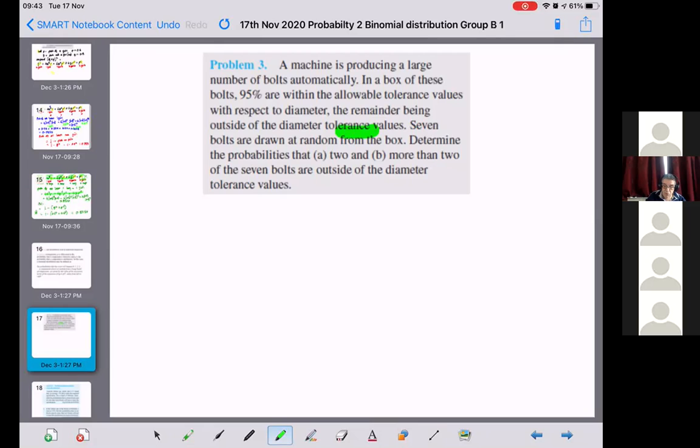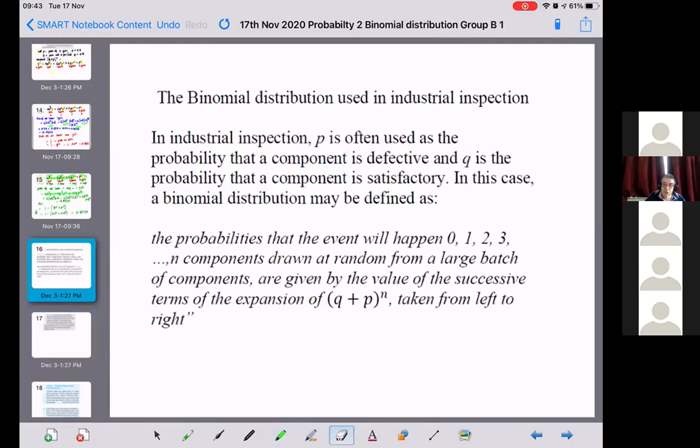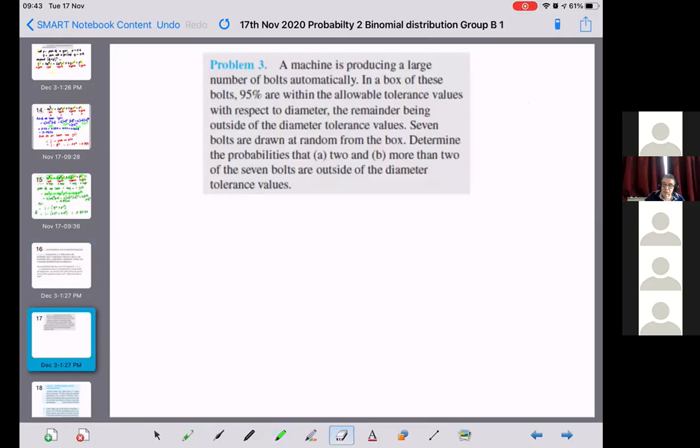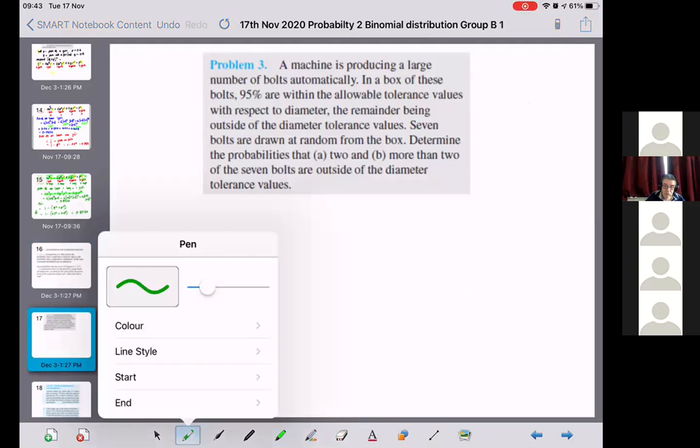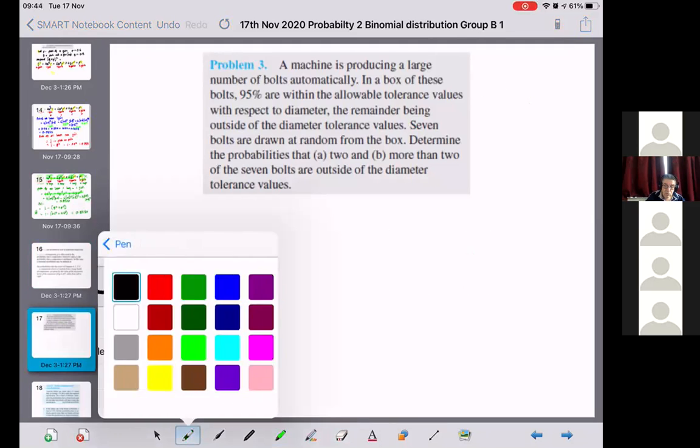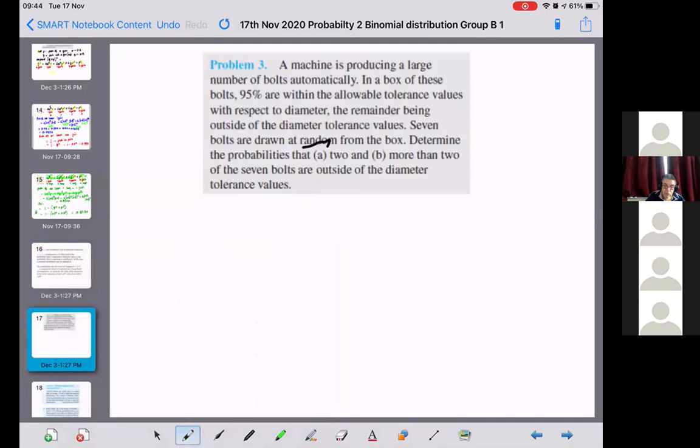we've got to make a binomial expansion. Remember what we said on the previous slide? P is used as the probability of a component being defective, Q being the probability that it's good. So in this problem, what would you say P is equal to? What would you say Q is equal to? And what would you say N is equal to?